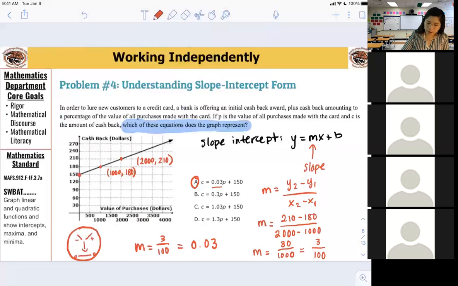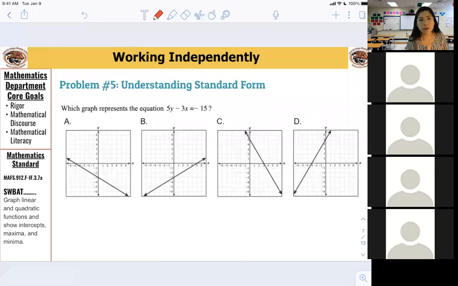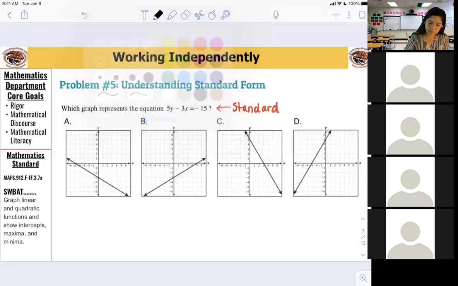All right, question number 5. Now we're getting into the actual matching equations. So this is very, very close to what this would look like on a test. I have the equation 5y minus 3x equals negative 15. What form is that written in? Standard. And what do we know about standard form? Nothing. Yeah, it's useless. It doesn't tell us that much. So what do we need to do to this equation in order to match it with the correct graph? Convert it to slope intercept. Good job, ladies.